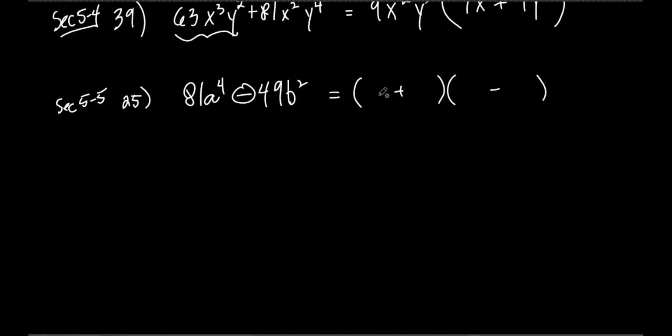So what you have to do is figure out what times what is 81a to the fourth. So what times what is 81? What times itself? 9, right. And then what times itself is a to the fourth? a squared, good. So basically you're exactly taking the square root of this to figure out what goes here. Now, if the other parentheses is exactly the same as this one, then what goes in the first one here? 9a squared. Now, when I say exactly, the plus and the minus are different, but everything else is the same.